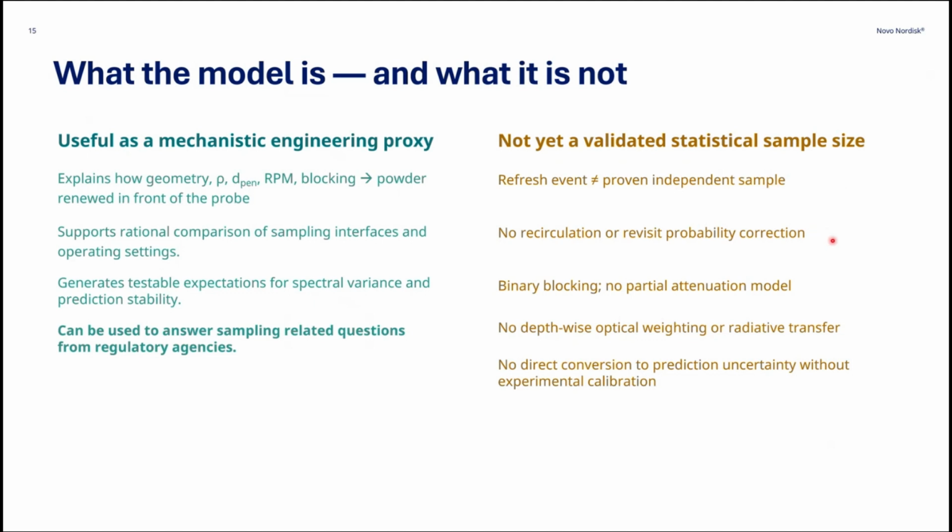I also assume we have no recirculation. All the material that is put in front of the probe will never see the probe again. And as alluded to, binary blocking, also a simple cylinder model for the static sample, not considering optical weighting or transfer in all directions. But the experimental calibration, I would say, if you do an experiment that verifies your penetration depth, I think you can claim you have some experimental calibration of your model.